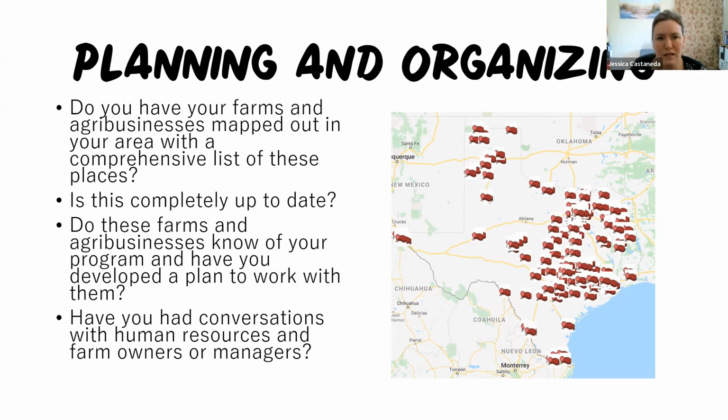So in this planning organization phase, I'm thinking, okay, I've got these maps. I know where I'm supposed to go. Now, when I get out there, I need to make sure that these people know that we exist. And I've got a plan on what I'm going to say when I walk up and talk to this farmer. And then have you had conversations with human resources, personnel, or farm owners or managers? You've also got to have in your mind, like, what am I going to say to them? What do I have? What am I going to do?